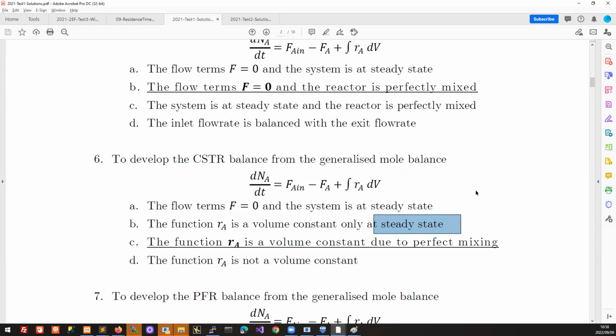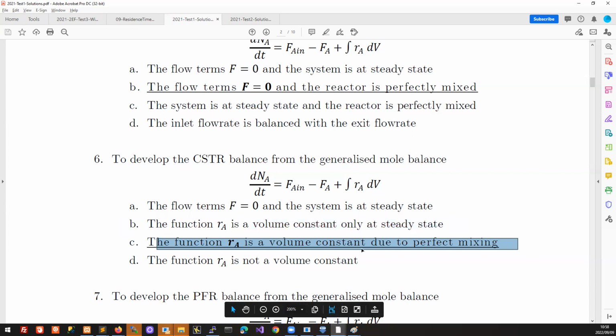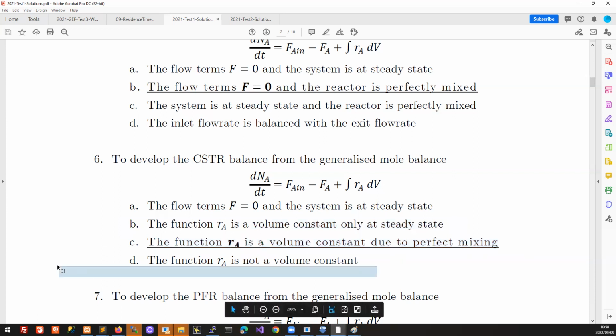Even if it's unsteady, you can imagine the fluid flowing around and the flow rates changing. So you can imagine a case where it's not steady, but still the mixing is high enough that the reaction rate is a volume constant. So it's not the case that it's a volume constant only at steady state. So this statement is not right. RA is a volume constant due to perfect mixing. So yes, we know that's true. And then RA is not a volume constant. In the CSTR, where we define it to be perfectly mixed, it's not true that it's not a volume constant. So the only one that makes sense is this one.